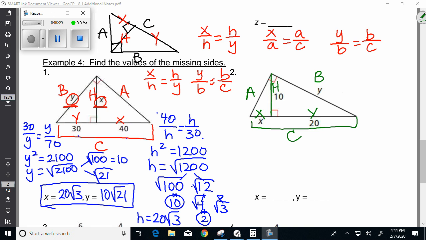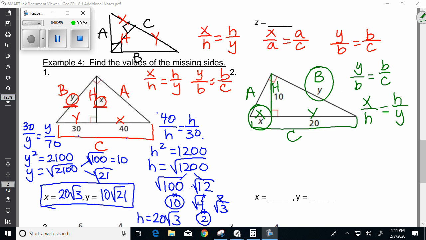So if we look in this problem, the X labeling we don't know, and the B labeling we don't know, and those are the things we're being asked to find. So that really forces you into the formulas that you need to use. So for the B, to end up finding the B side, that's Y over B equals B over C. And to find the H component, X over H equals H over Y.